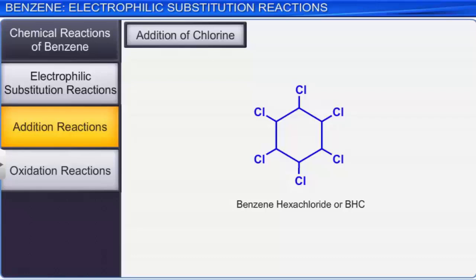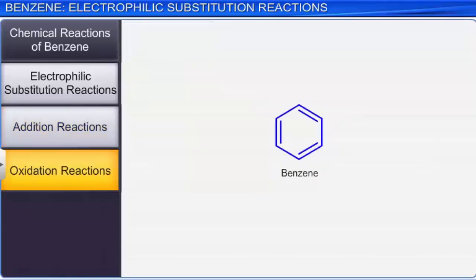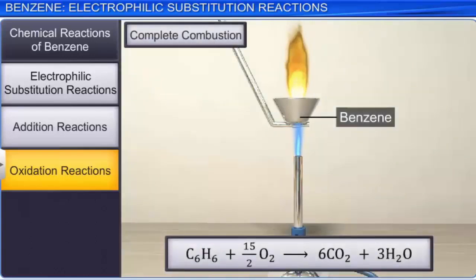Next, let's discuss the oxidation or combustion reaction of benzene. Usually, aromatic hydrocarbons are stable and not readily oxidized. Hence, on heating in the presence of air or oxygen, benzene burns to produce carbon dioxide and water along with a sooty flame.